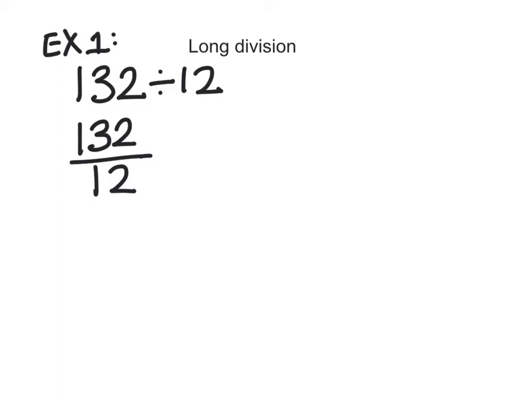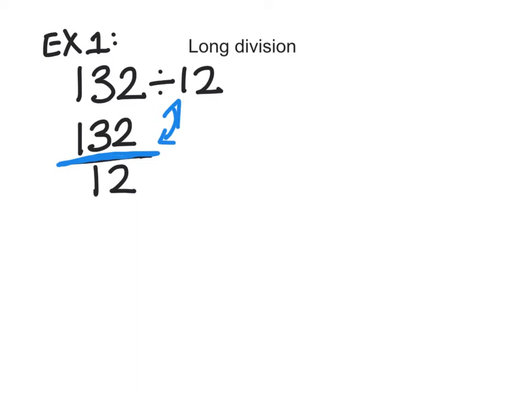So here we have a division problem, 132 divided by 12. Also notice that if you have something written as a fraction, technically that's also a division. This fraction bar does mean divide. So 132 divided by 12 could be written either way.